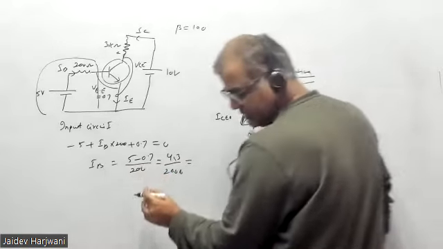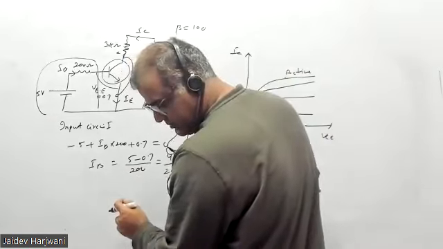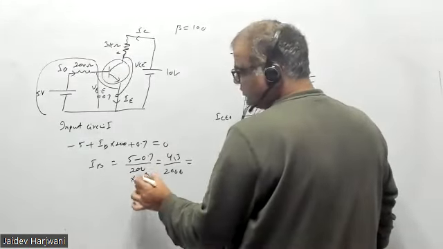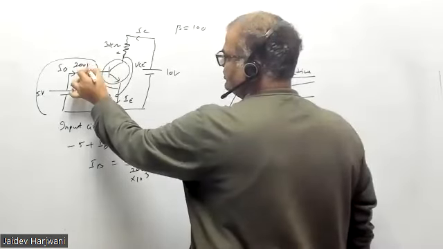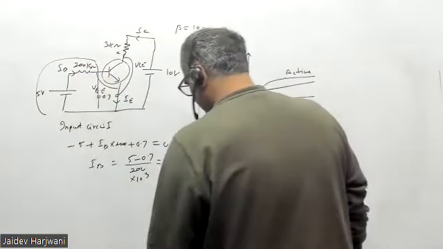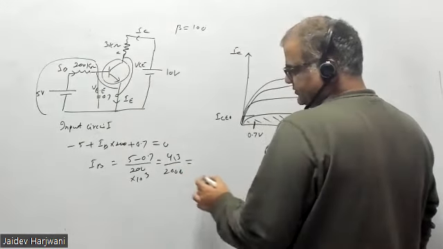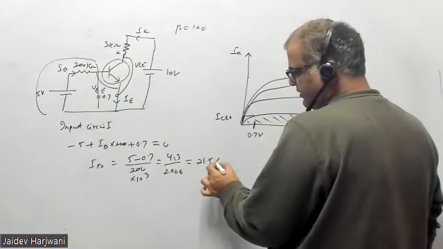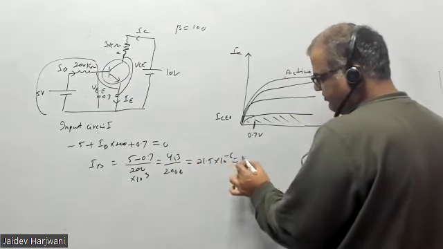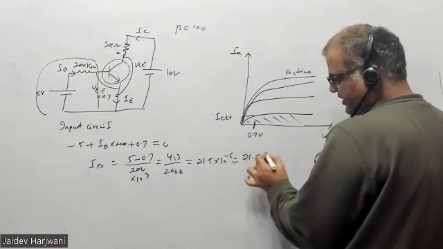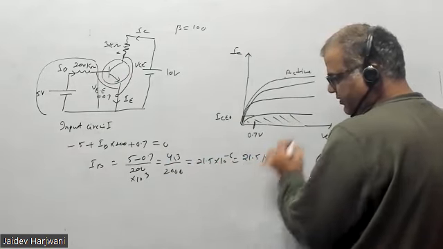That means this should be in microampere, so they should put it as 1000. This should be 200 kilo ohm. So now tell me how much will come. 21.5 microampere. Very good. 21.5 microampere.